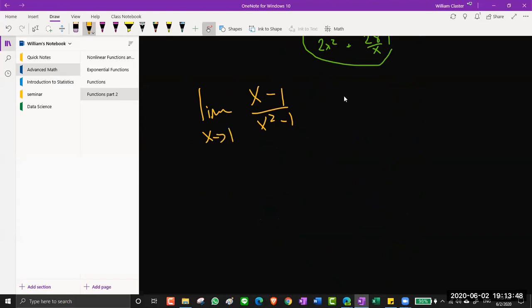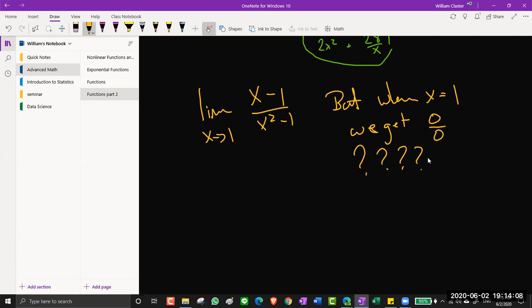Now, when x equals 1, we get 0 over 0. So we're very confused. What do you mean by this question? It seems like there's not going to be any kind of answer.